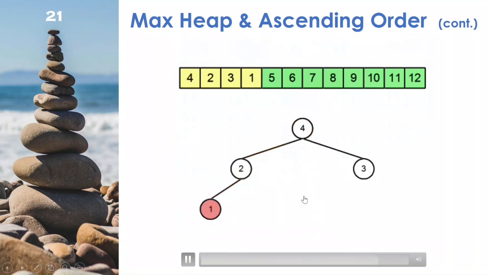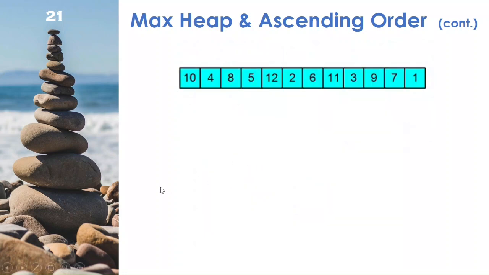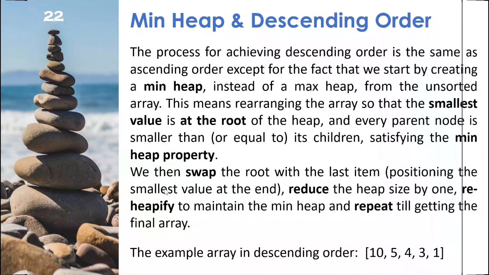Okay, so you can always pause the video and inspect this animation in more detail, with more attention if you want, right? So that's how the array is sorted using max heap, using the heap data structure.